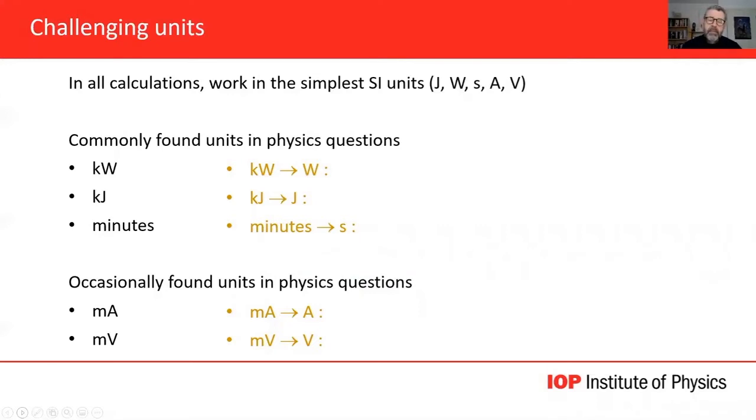And it matters that students can actually do this conversion for themselves. And so to convert kilowatts to watts and kilojoules to joules, we need to multiply by 1,000. To convert minutes to seconds, we need to multiply by 60. And to convert both milliamps to amps and millivolts to volts, we just divide by 1,000.